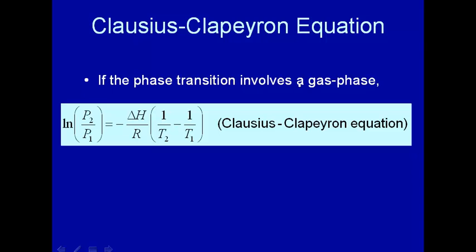Now, if the phase transition involves a gas phase, here you get the Clausius-Clapeyron equation, which was just sort of thrown out there in introductory chemistry. For instance, calculate the vapor pressure at one temperature, given the vapor pressure at another temperature and the enthalpy change of the phase transition. We're now going to derive this equation. All right, so let's start with the Clapeyron equation, and we'll make it the Clausius-Clapeyron equation.